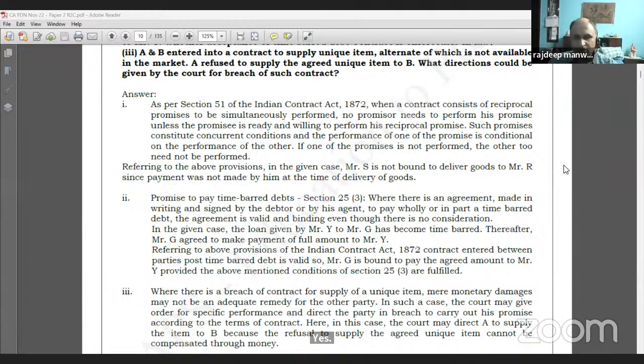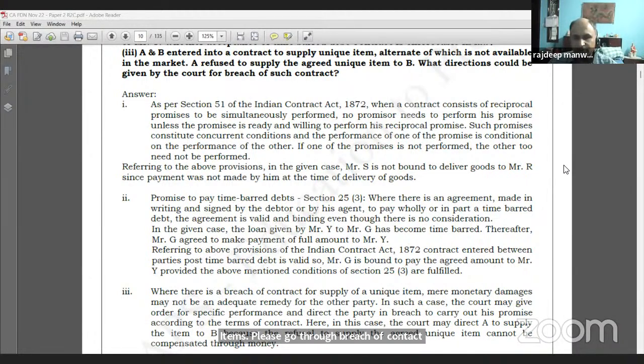This is remedies. So here, since the items are unique, I told you, any art collection, any Tipu Sultan sword, anything, the court can give a suit for specific performance because you will not get these items. If it's potatoes, tomatoes, mangoes, you can get it outside in the market, but you cannot get unique items. Please go through breach of contract.